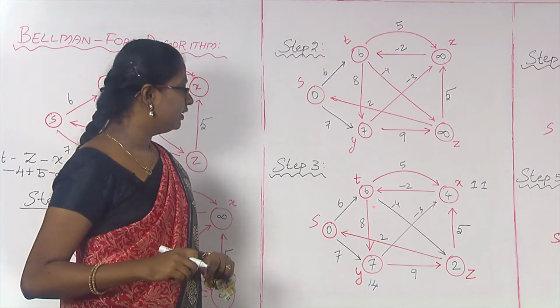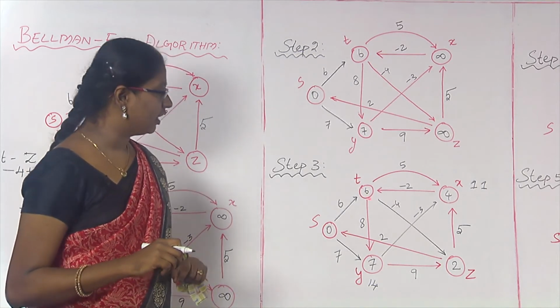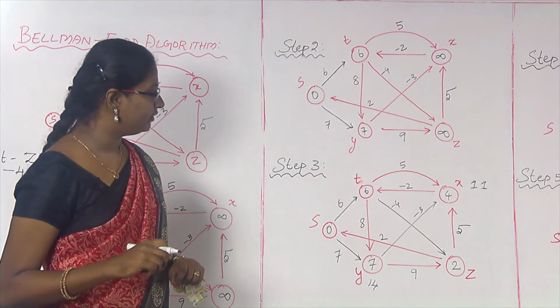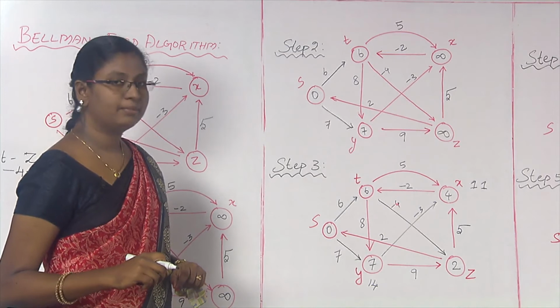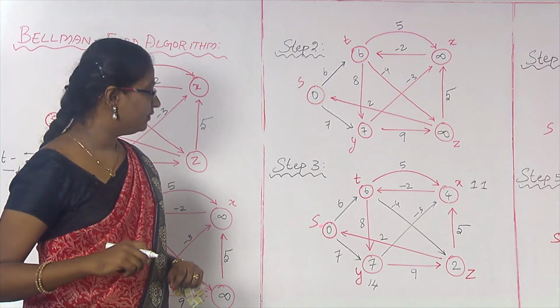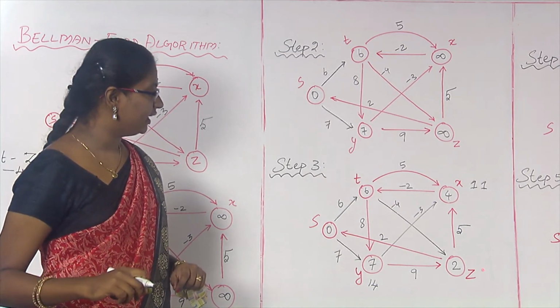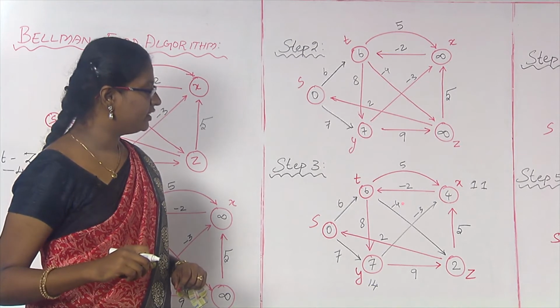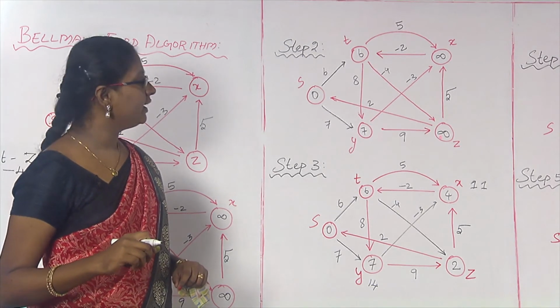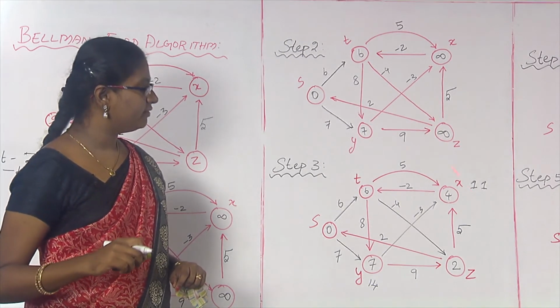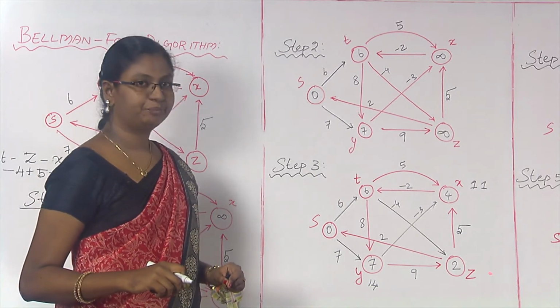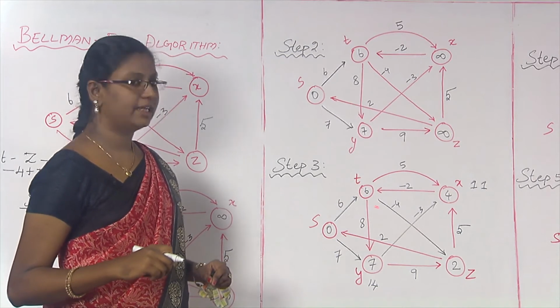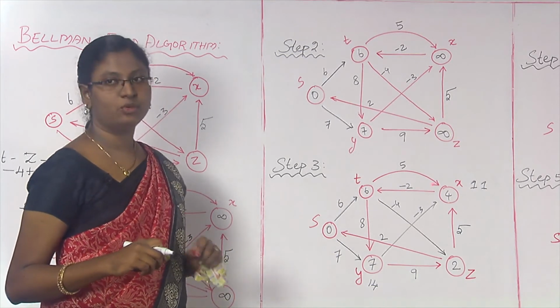So, have 11, and then consider another arc. Here we have another arc from t to z. From t to z, the weight is minus 4. We consider the path from s to t, t to z, that will give me 6 minus 4, that is 2. Already have infinity. Comparing infinity and 2, 2 is the minimum one. So, I have written 2 here. All the arcs and paths that emerge from t are over now.